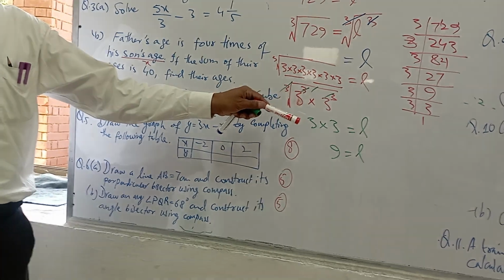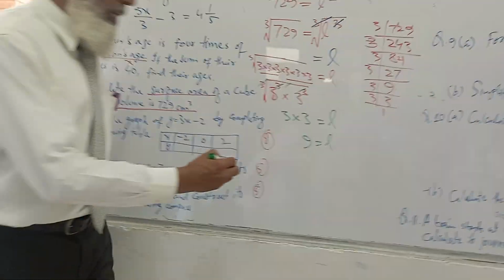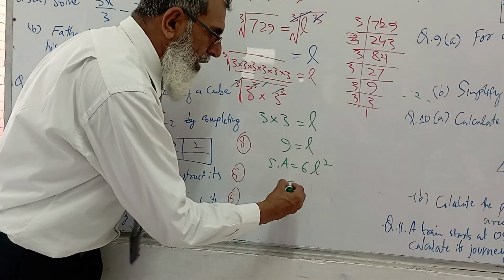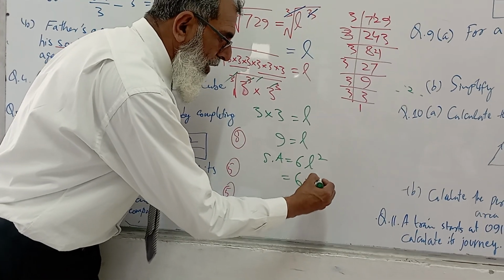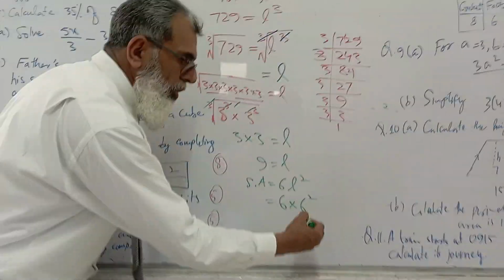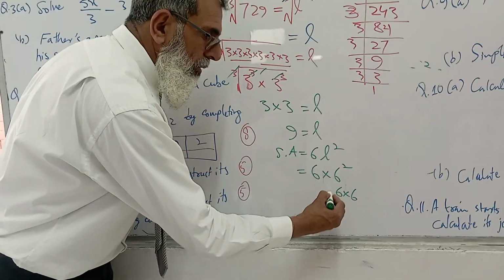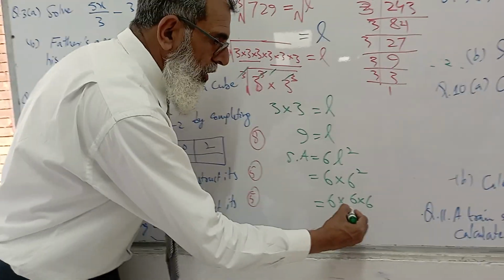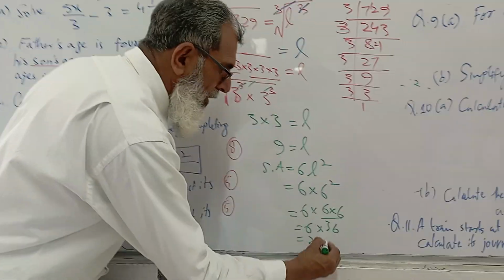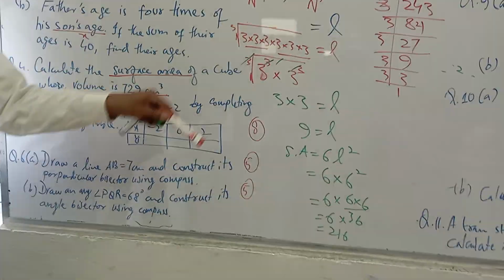Now we have the length. So now we can find the surface area. Surface area is 6 length square, means 6 into 9 square. What is 9 square? 9 square means 9 times 9, which is 81, and 81 times 6 is equal to 486. This is the surface area.